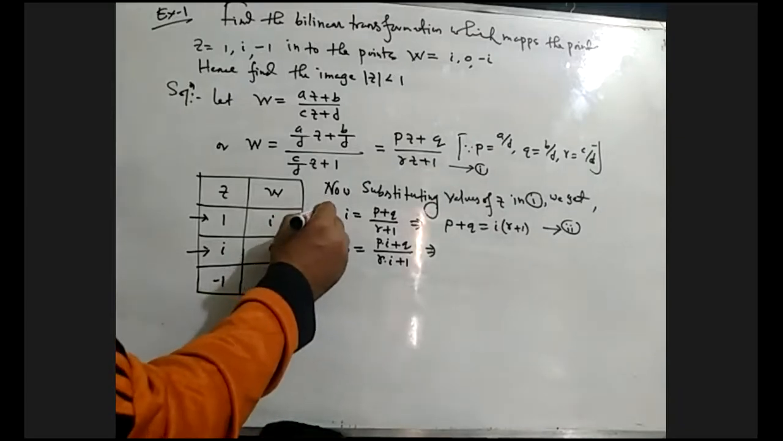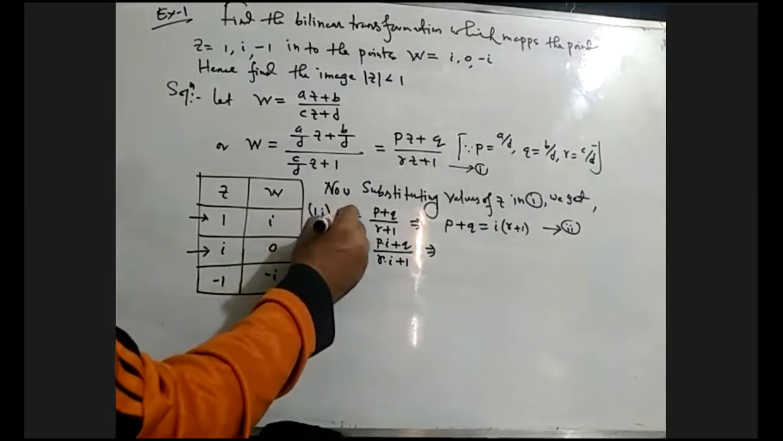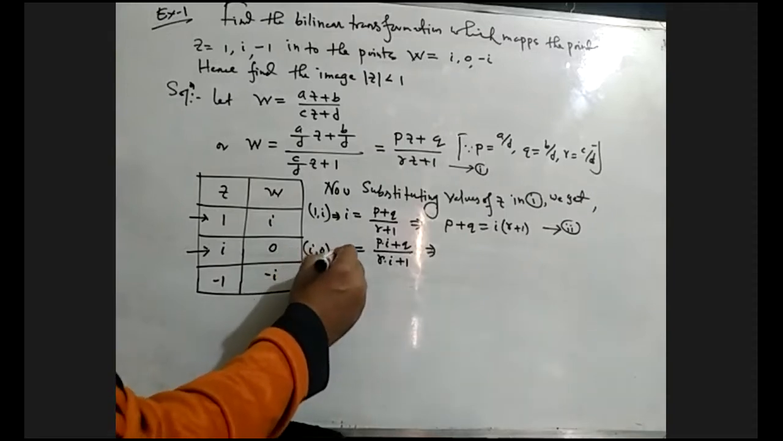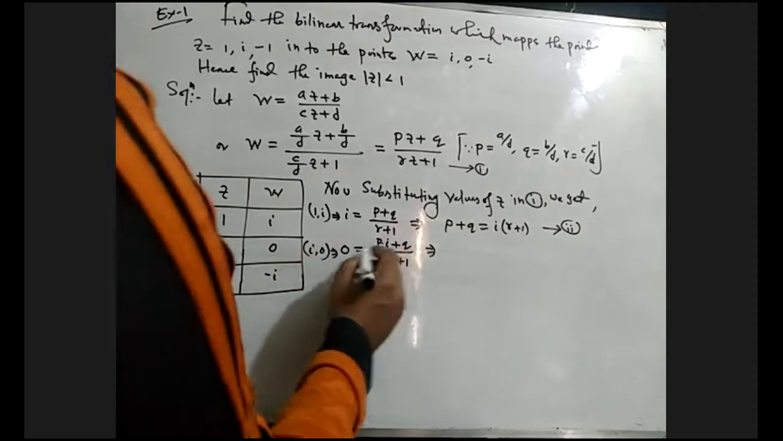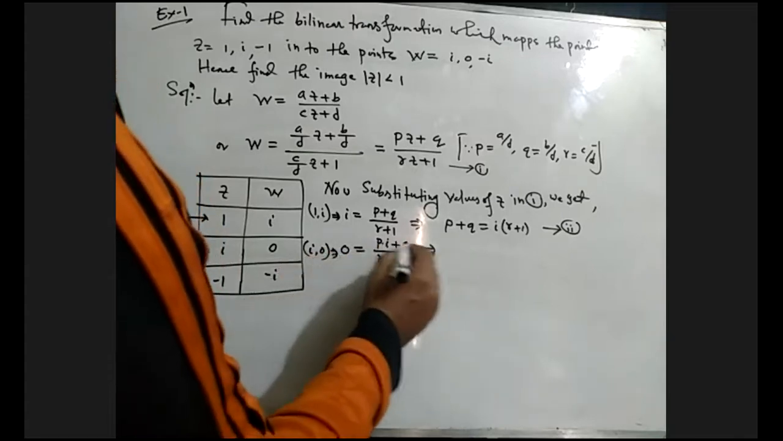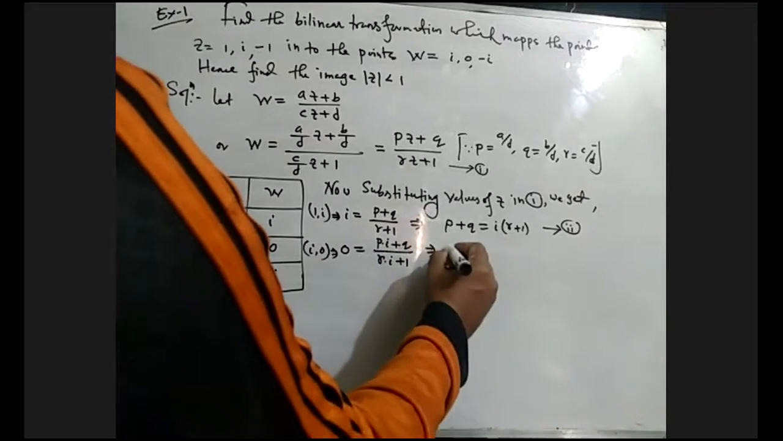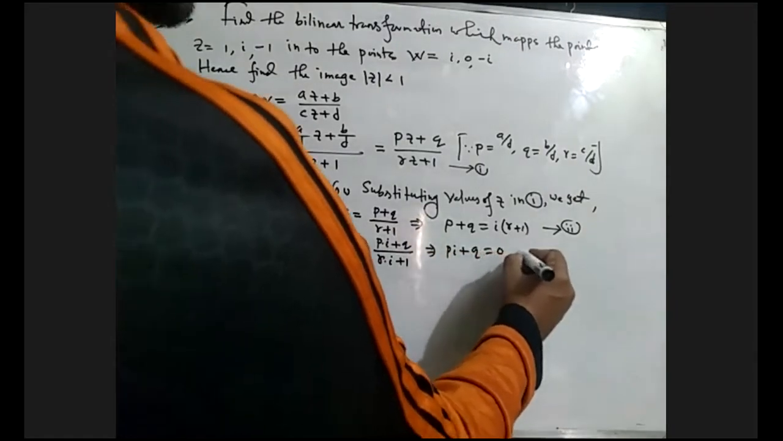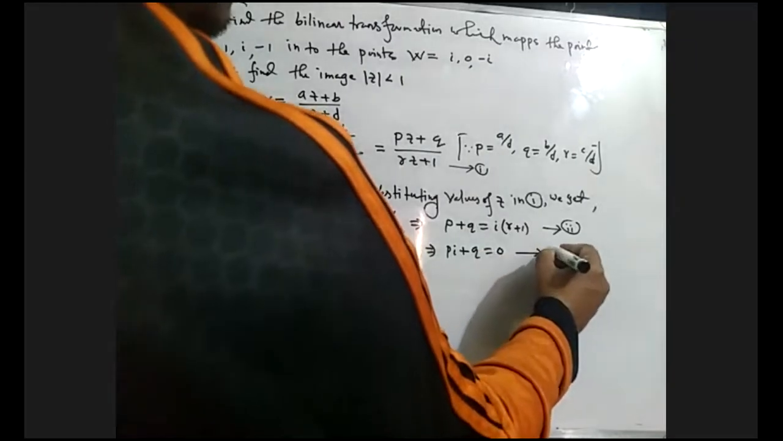Now we get this by the first point and this by the second point. So W equals 0 and Z equals i. By cross multiplication, what do we get? iP plus Q equals 0. This is equation number 3.